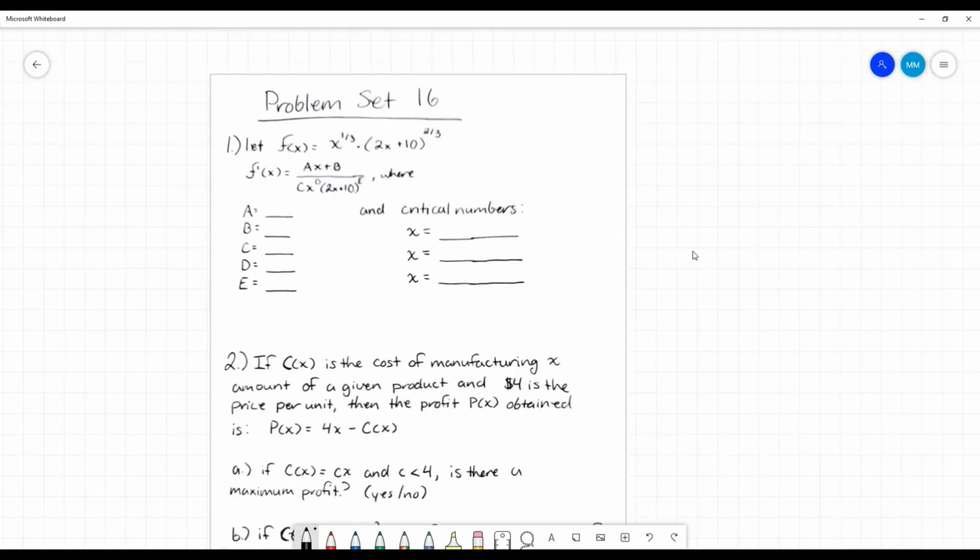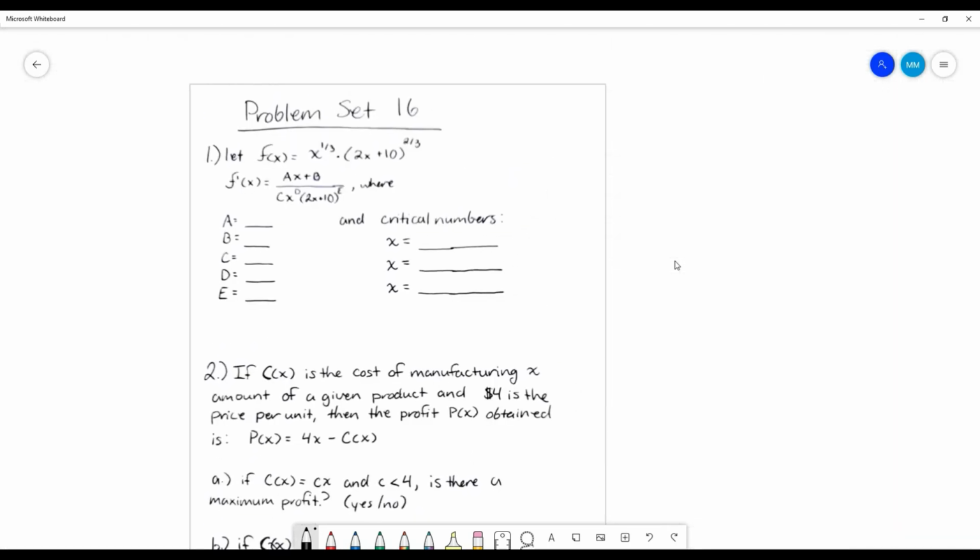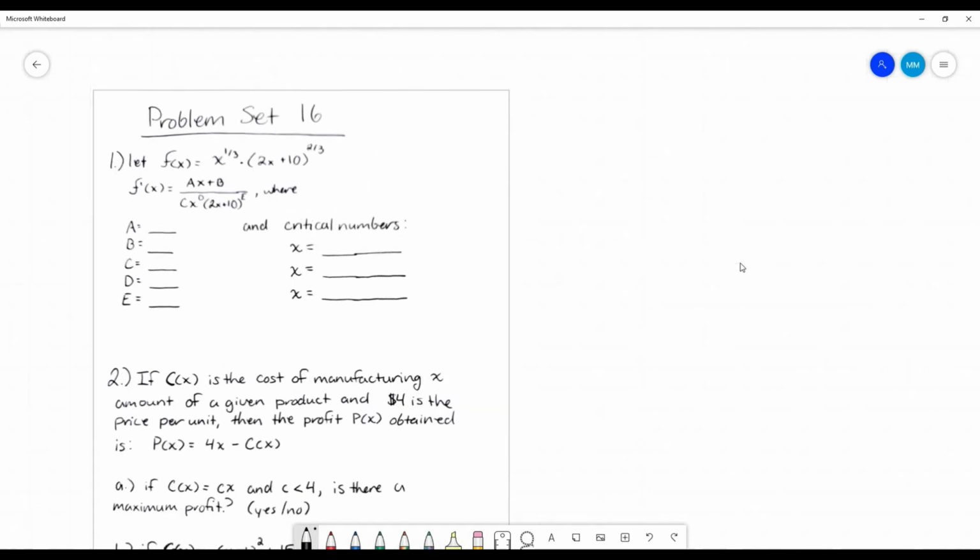But we'll go ahead and start with number 1 here. So f of x equals this right there, and we want to find the derivative of this function and then its critical numbers. Okay, so if f of x equals this, well, we know to take the derivative of this that we've got to use our product rule because we've got a product of two pieces that both have our variable in them.